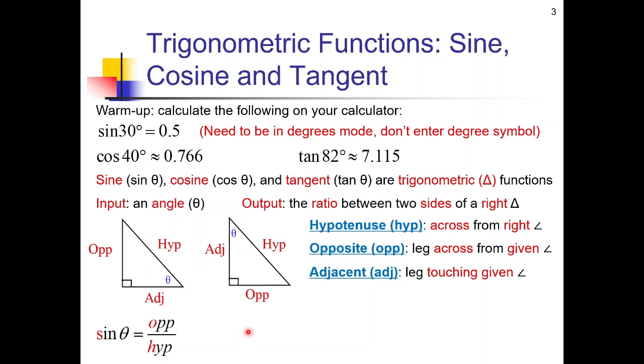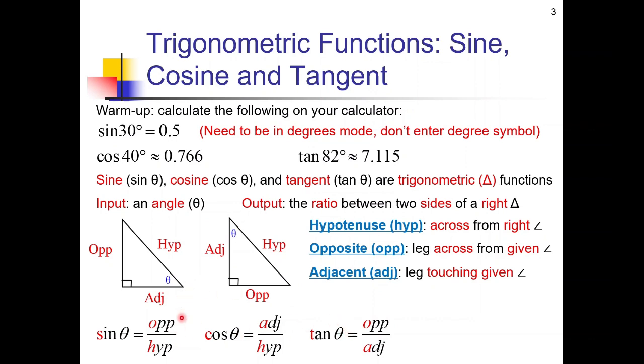And now the cosine of theta that we did right here, that's actually the ratio of the adjacent side over the hypotenuse. And then finally, tangent of theta, that is the opposite side over the adjacent side. So these are three good formulas to remember. We're going to be using these constantly.